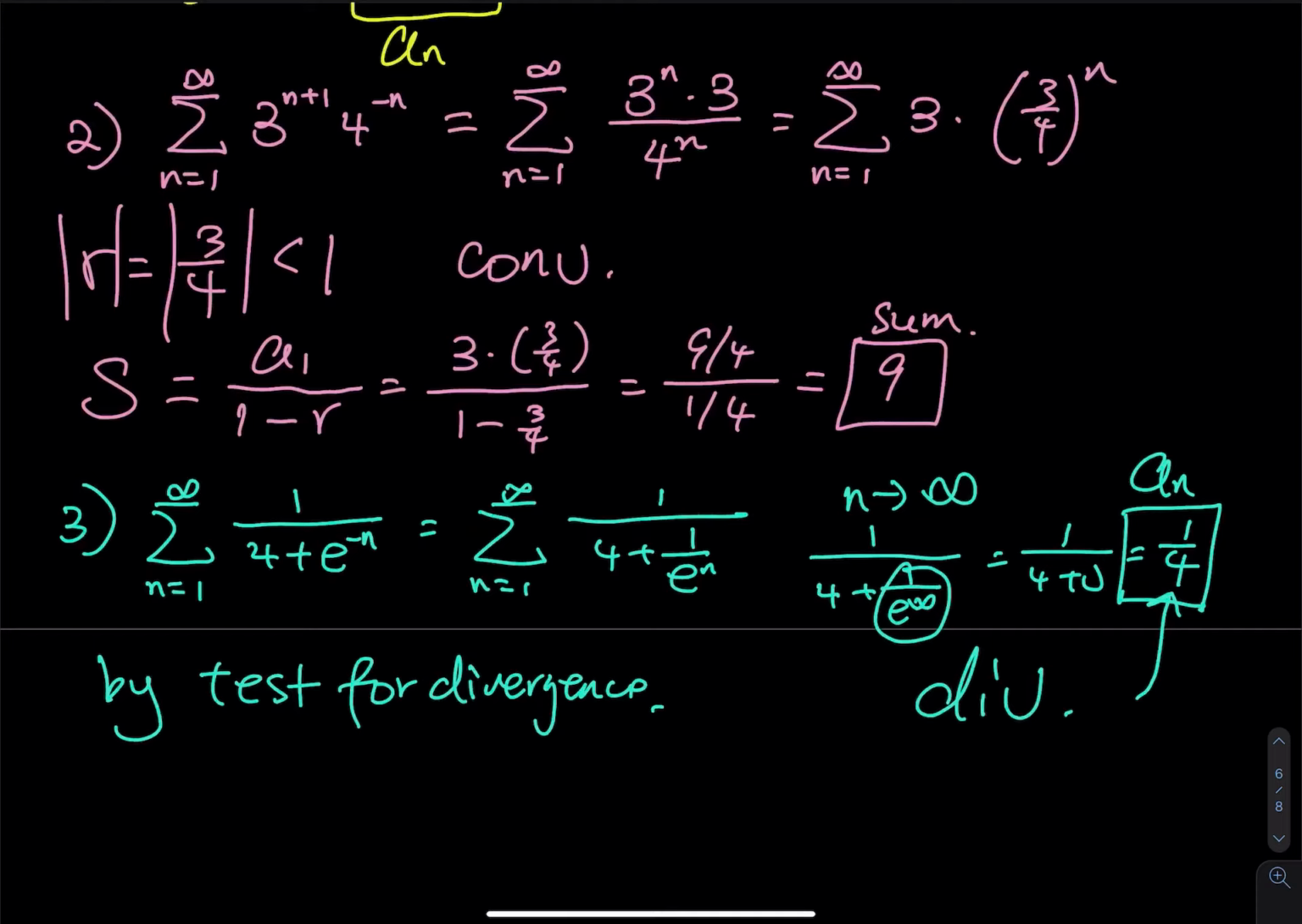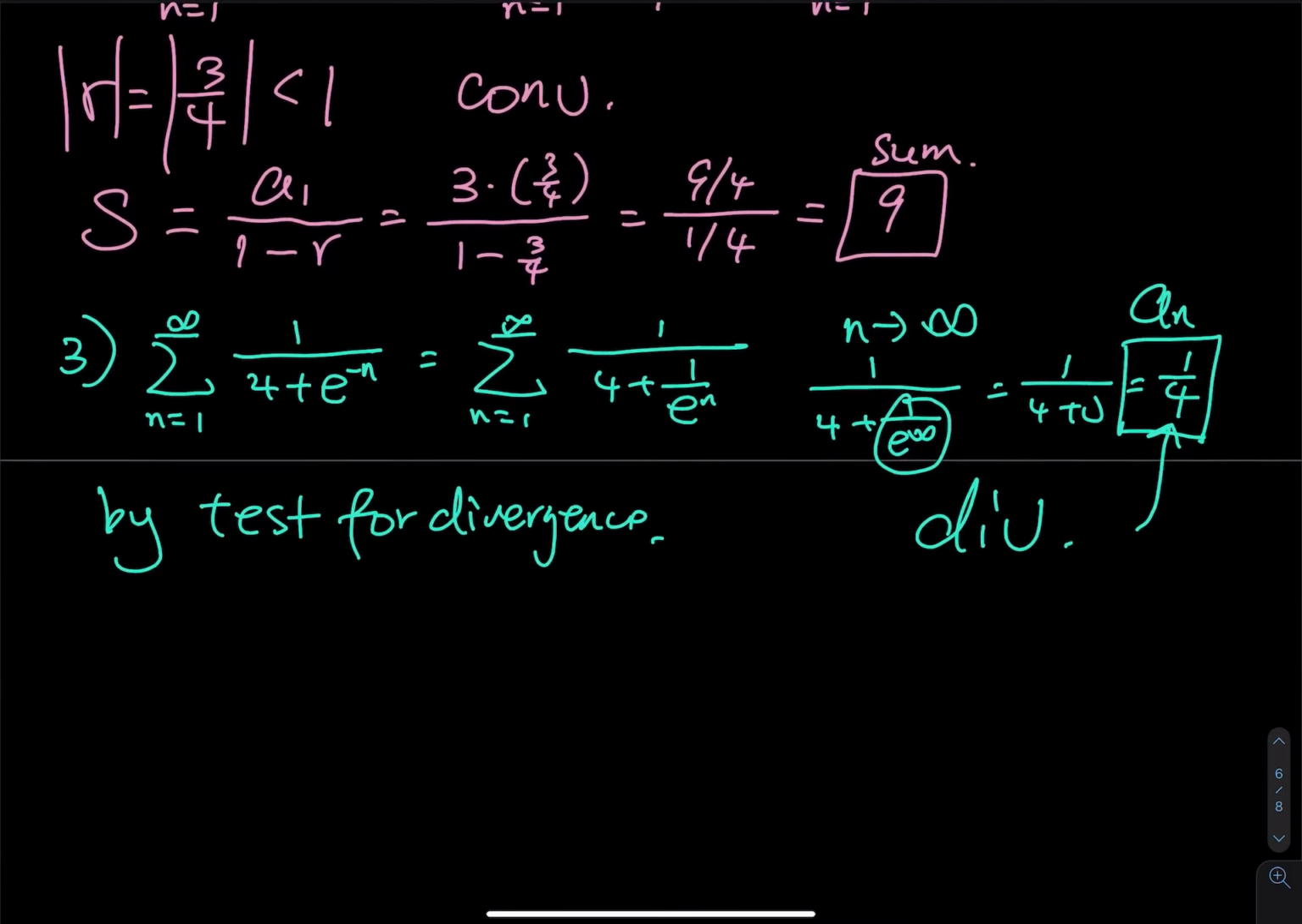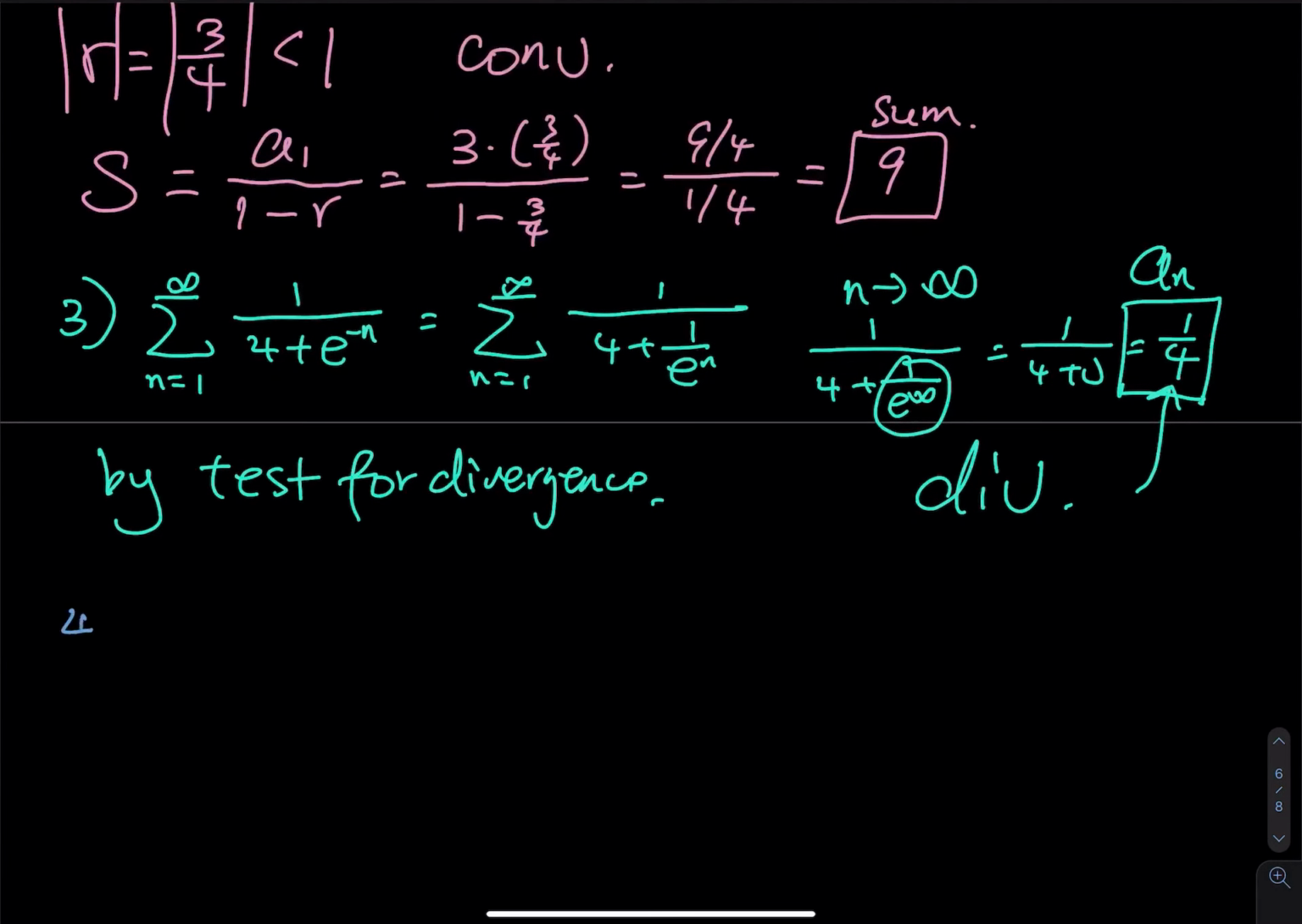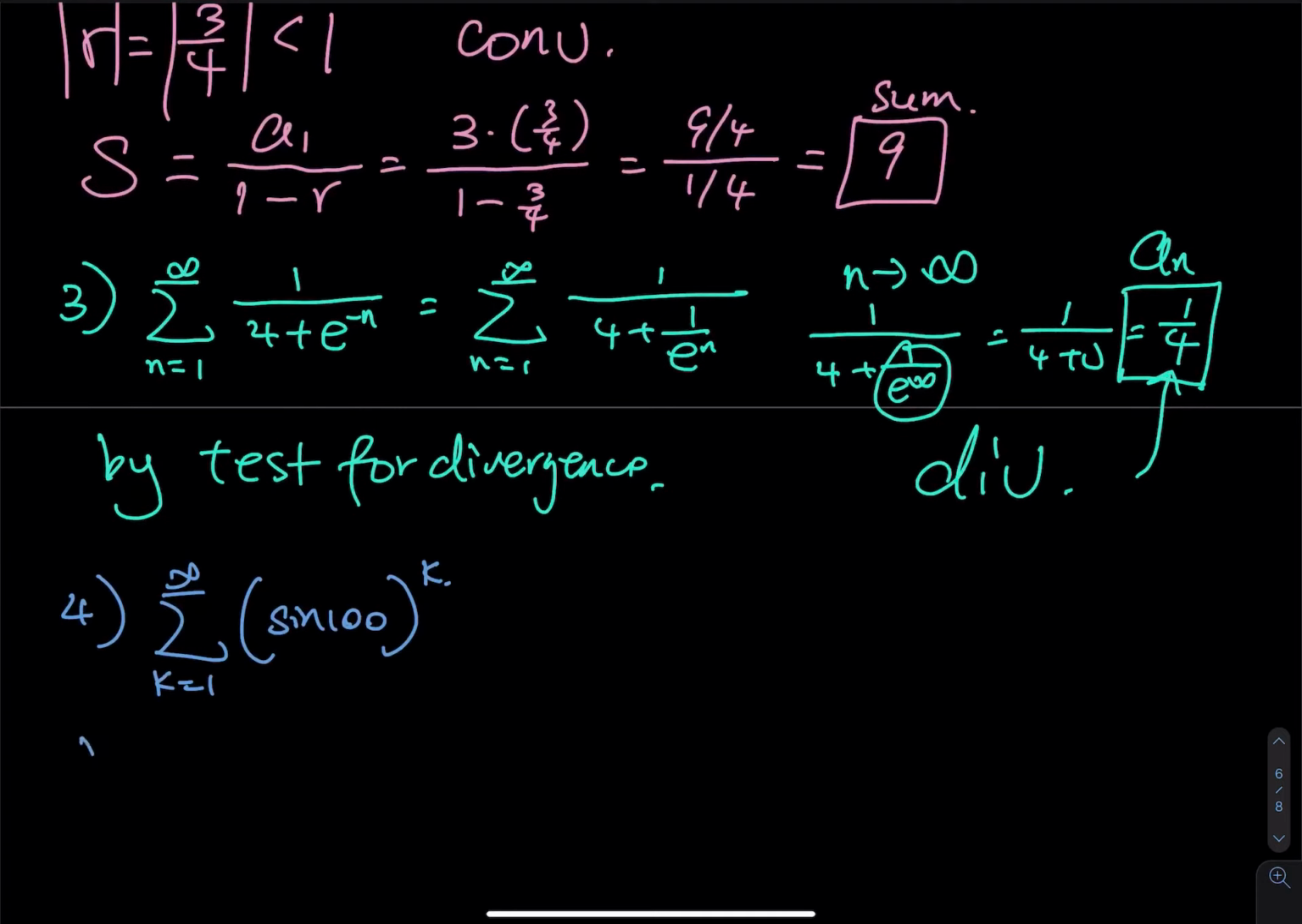And then the next one, number 4. Number 4, we have the sum, k goes from 1 to infinity, sine of 100 raised to the kth power. Looks like a geometric series to me, right? So the common ratio is sine of 100. This one you can use degree mode to approximate. That is around negative 0.506.